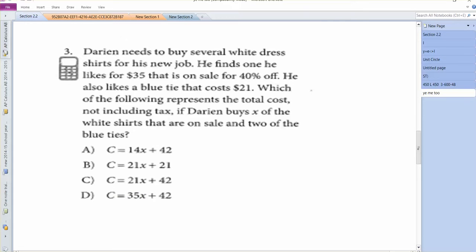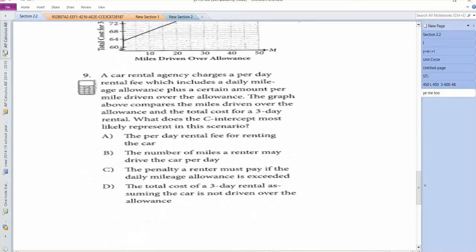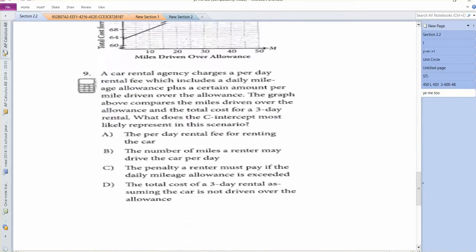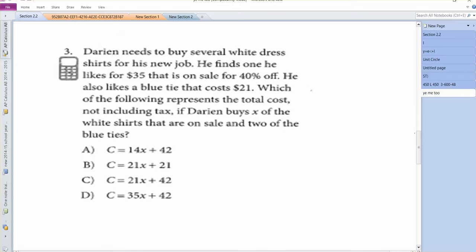So let's start with an example here. We're going to do an easy, medium, and hard, and then a combination of multiple choice, free response, and calculator, no calculator, because that is how the SAT math section works.